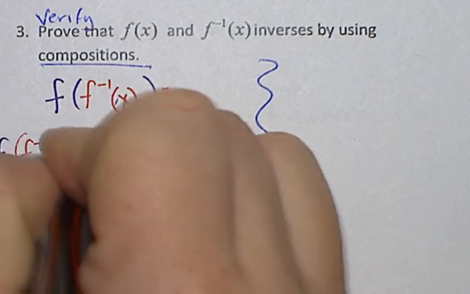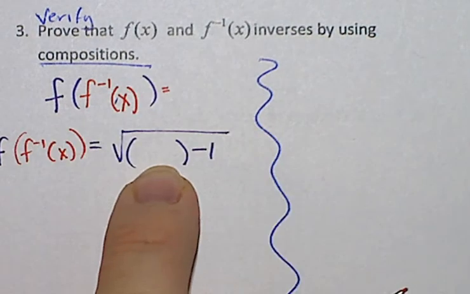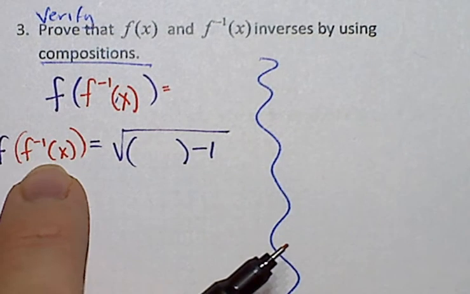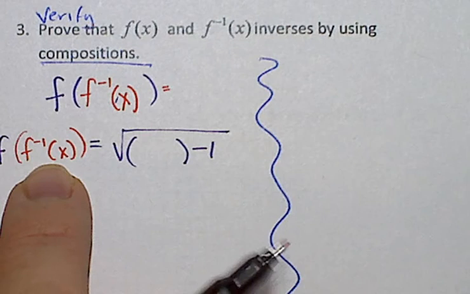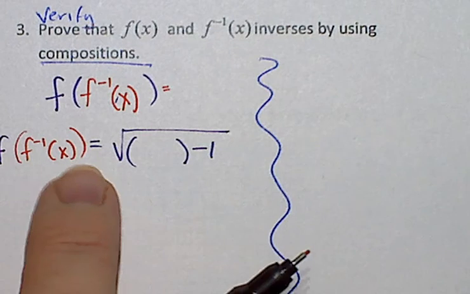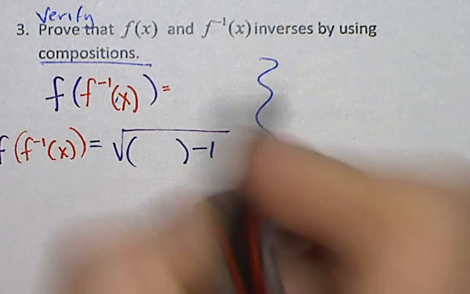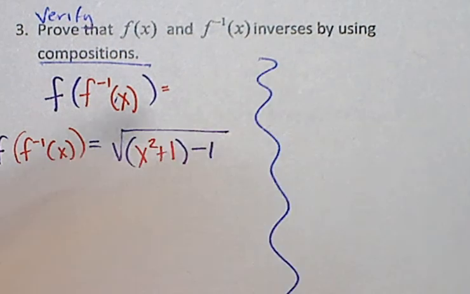Now in that parenthesis, I need to put on the inside what the inverse of x was, what that function was. And that function up above, if you look at number 1 right now, you don't have to have a pen, look at number 1, that function was what? X squared plus 1.